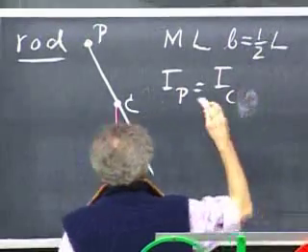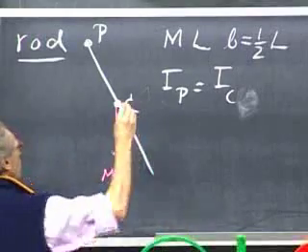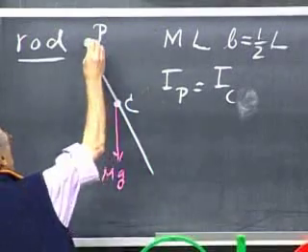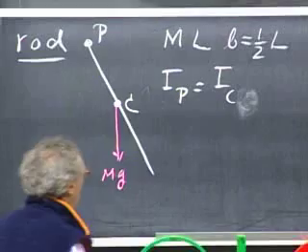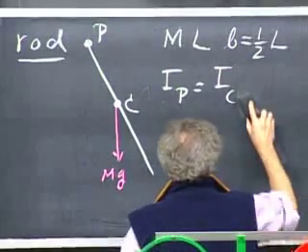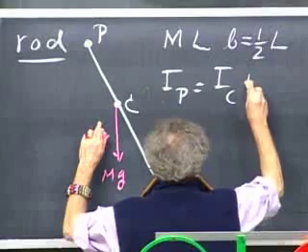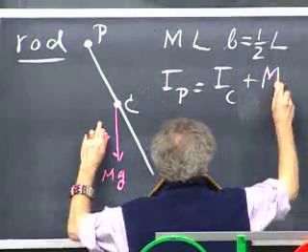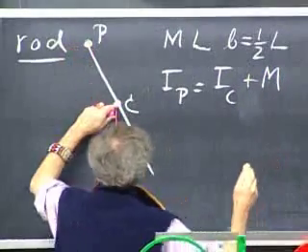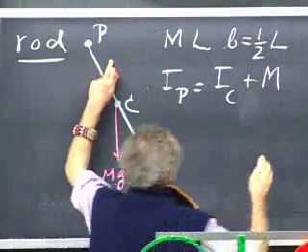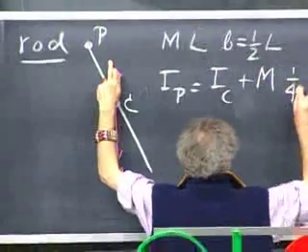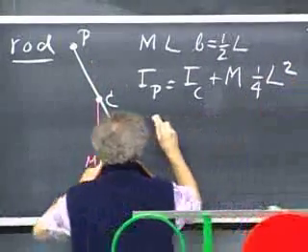The axes have to be parallel, so this axis perpendicular to the blackboard, and this axis perpendicular to the blackboard, plus the mass of the rod times the distance between P and C squared, plus m times this distance squared, so that is B squared, and B squared is 1/4 L squared.